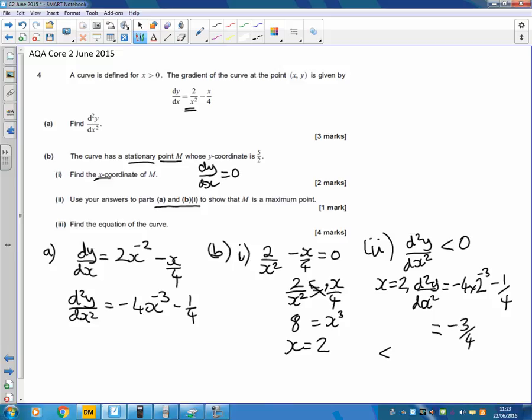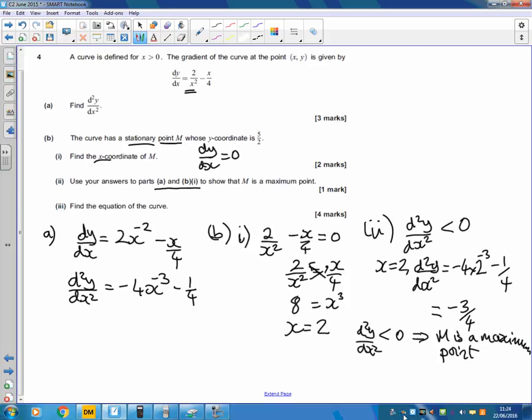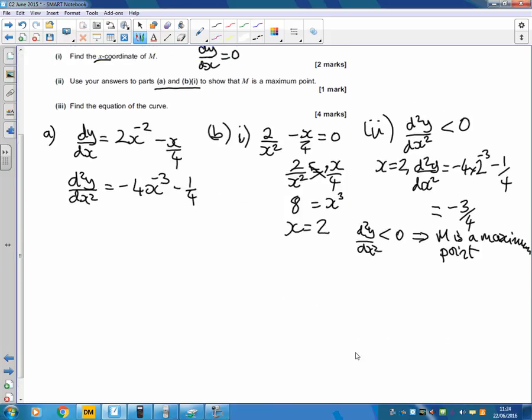Now this means that that is less than 0, so d2y by dx squared is less than 0, therefore m is a maximum point. Remember to write a conclusion. I know you're quoting the question back to the examiner, but that's how they know that you knew what to do. Right, so that's all our differentiating, finding stationary points.